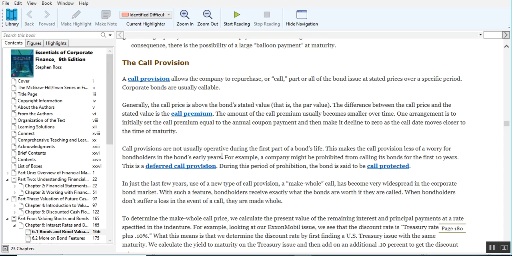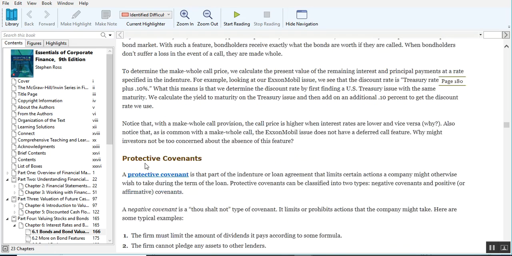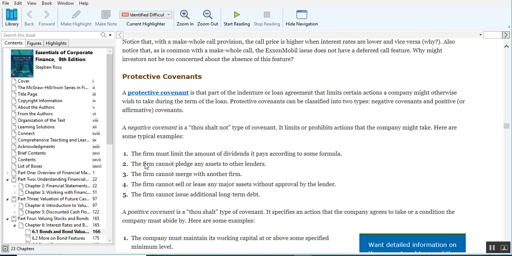Call provisions are not usually used during the early part of the bond's life. It doesn't make as much sense then, but once you get into the later years of a bond, it may be that it's more advantageous for the corporation to pay those bonds off and issue new ones, particularly in an era of declining interest rates. The company may be prohibited from calling its bonds for the first 10 years. In that case, it's a deferred call provision. And that might be of interest to some bond owners because they might not want to have the bond called immediately.